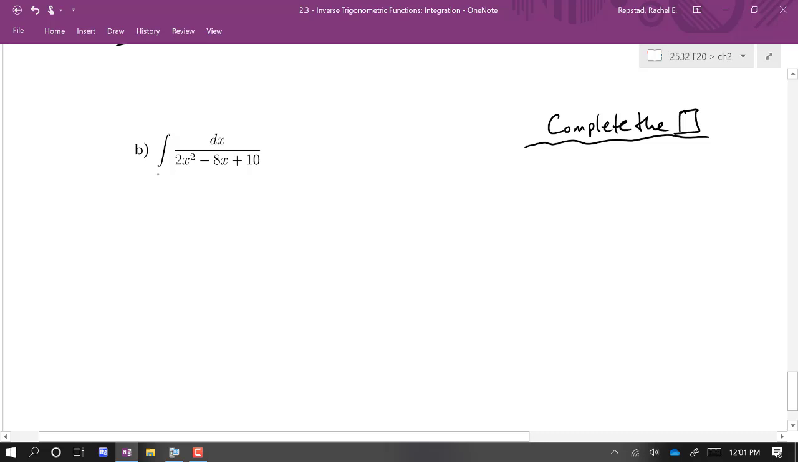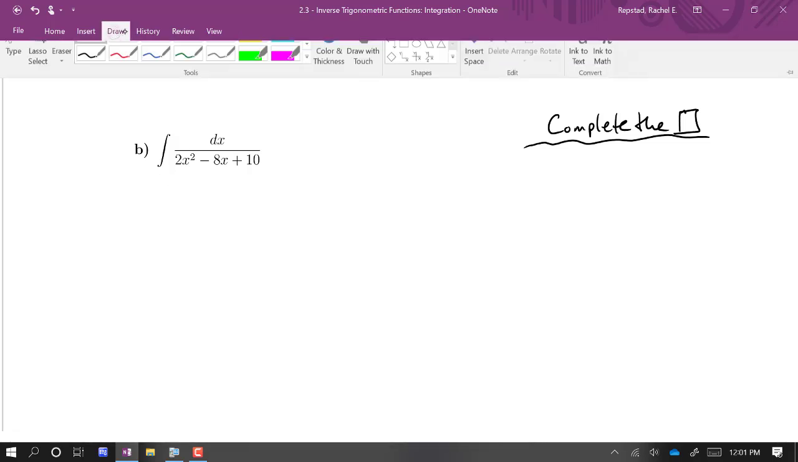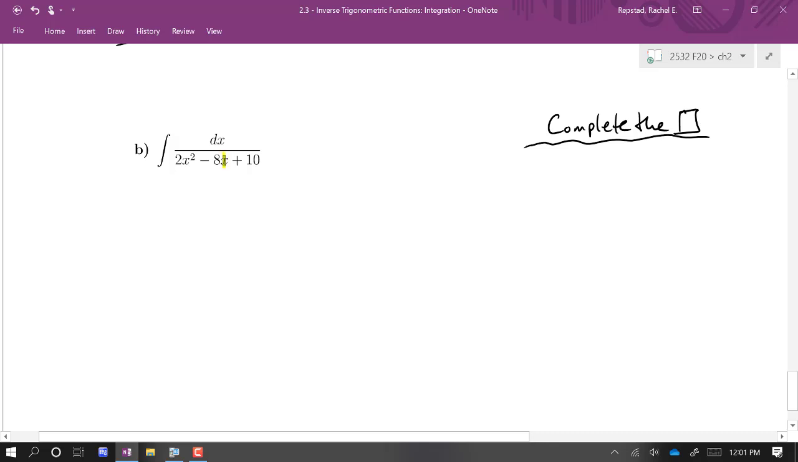And what I'm going to do first is I'm going to factor out a 2 just from the first two terms. All right, so I'm going to have 2 times x squared minus 8x. I'm going to leave space, close those parentheses, and then there's my plus 10. What I have written out right now in black is equal to the denominator of that fraction.